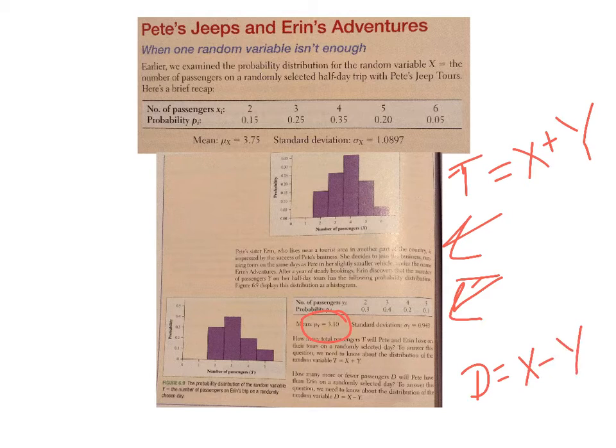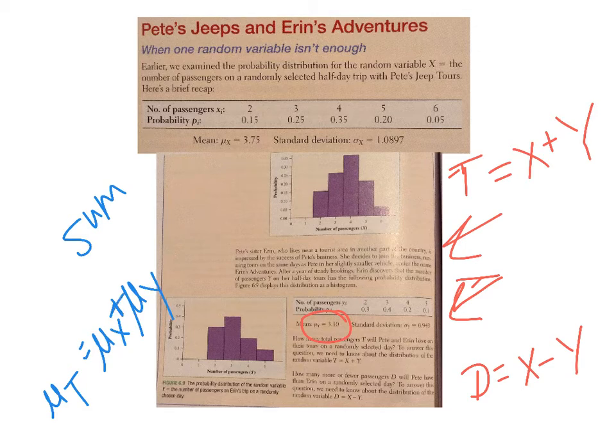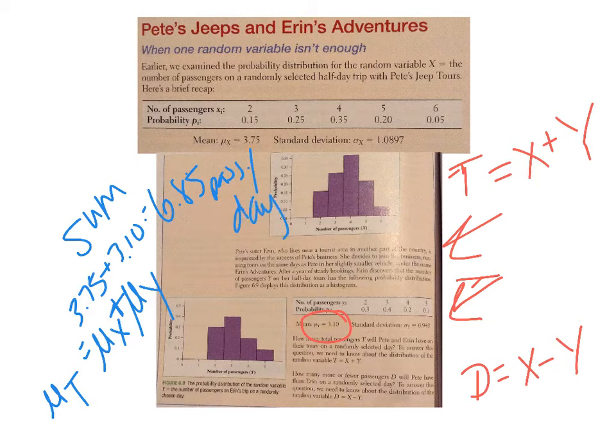So when we're doing these, we can combine the two. The sum of the random variables: to find the mean of T, I can just add the mean of X plus the mean of Y. In this case, it would be 3.75 plus 3.1, which gives me a mean of 6.85 passengers per day. So Pete and Erin together are averaging 6.85 passengers per day.